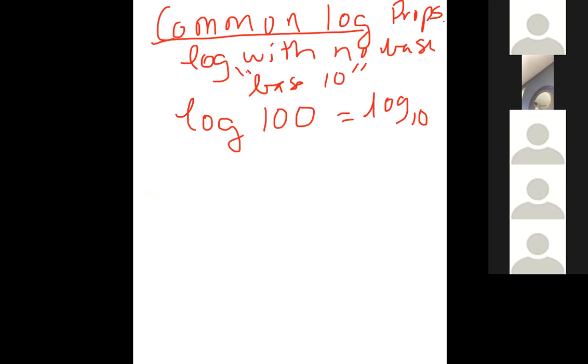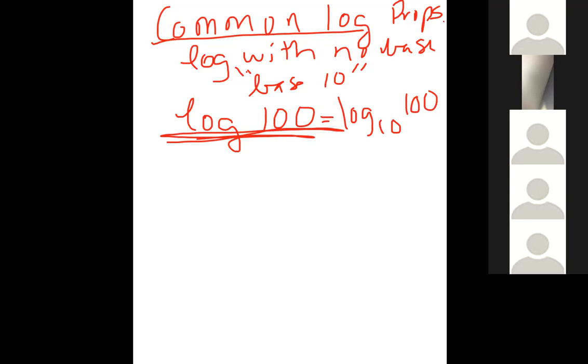So basically, guys, let me rewrite this because this is a little fuzzy over here. Okay, I'm going to rewrite it. So guys, log base 10 of 100 is essentially the same thing as log 100. Now, when you have that log 100, you could go directly on the calculator and type it in, log 100, and the answer will come out. So bottom line, if you see a log with no base, the base is understood to be base 10.